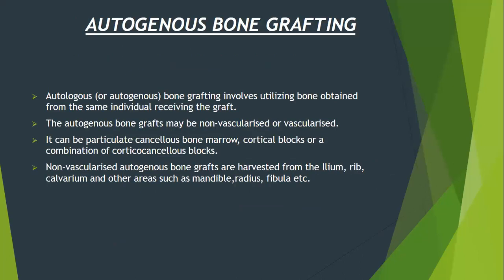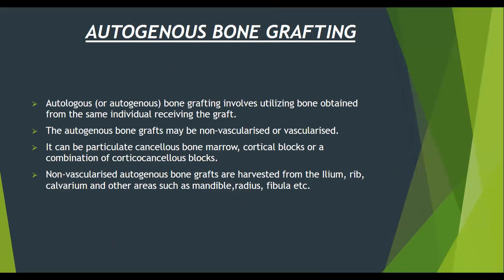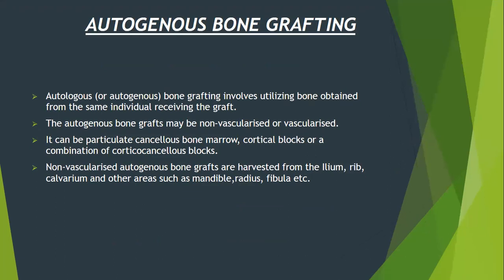Autogenous bone grafting. Autologous or autogenous bone grafting involves the utilization of bone obtained from the same individual receiving the graft. The autogenous bone grafts may be non-vascularized or vascularized. It can be particulate cancellous bone marrow, cortical blocks, or a combination of corticocancellous blocks.